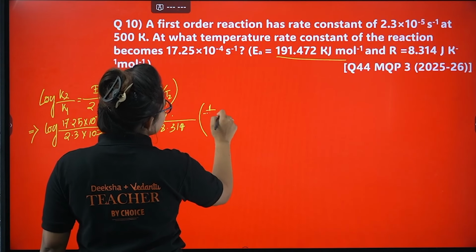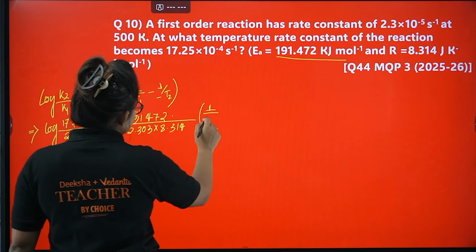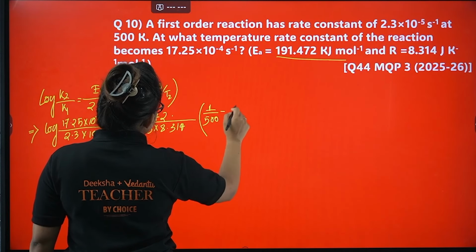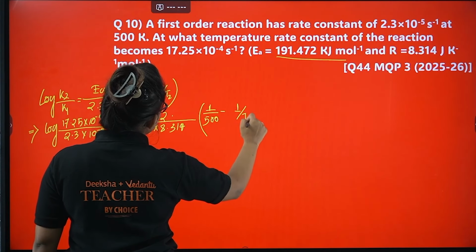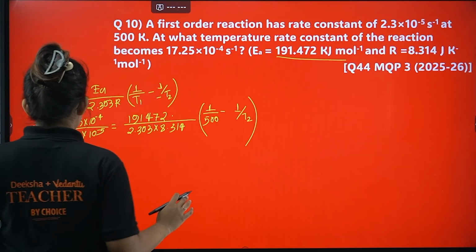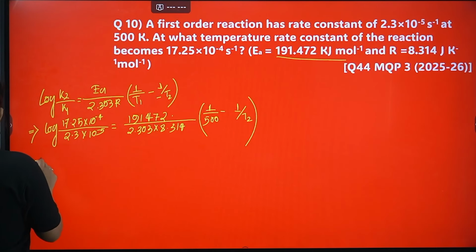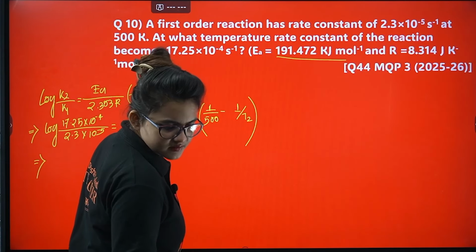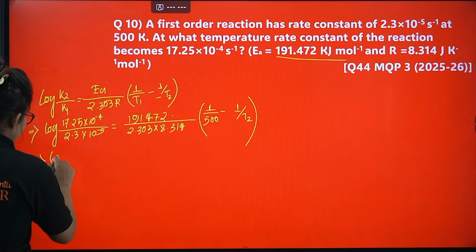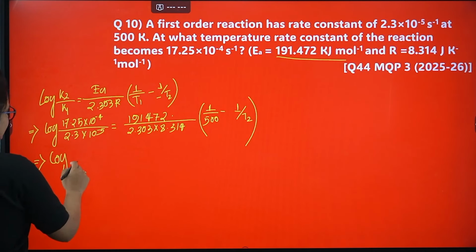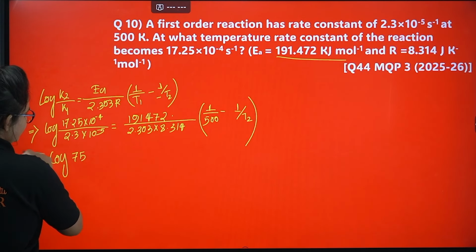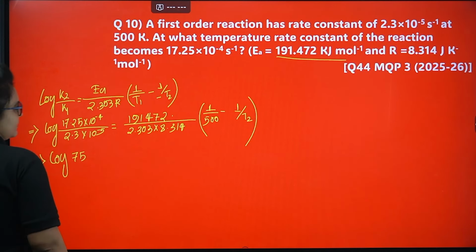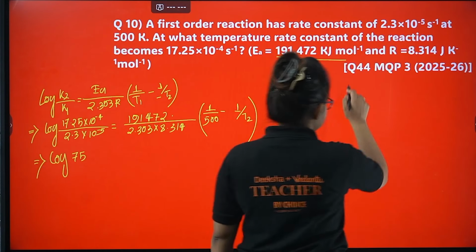1 by T1 is how much? T1 is 500 Kelvin, so 1 by 500 minus 1 by T2, you have to calculate from this thing. If you just calculate this entire thing, it should come up to be something like 75, I guess. Yes, it should come up to be log 75. There are different ways you can deal with it.